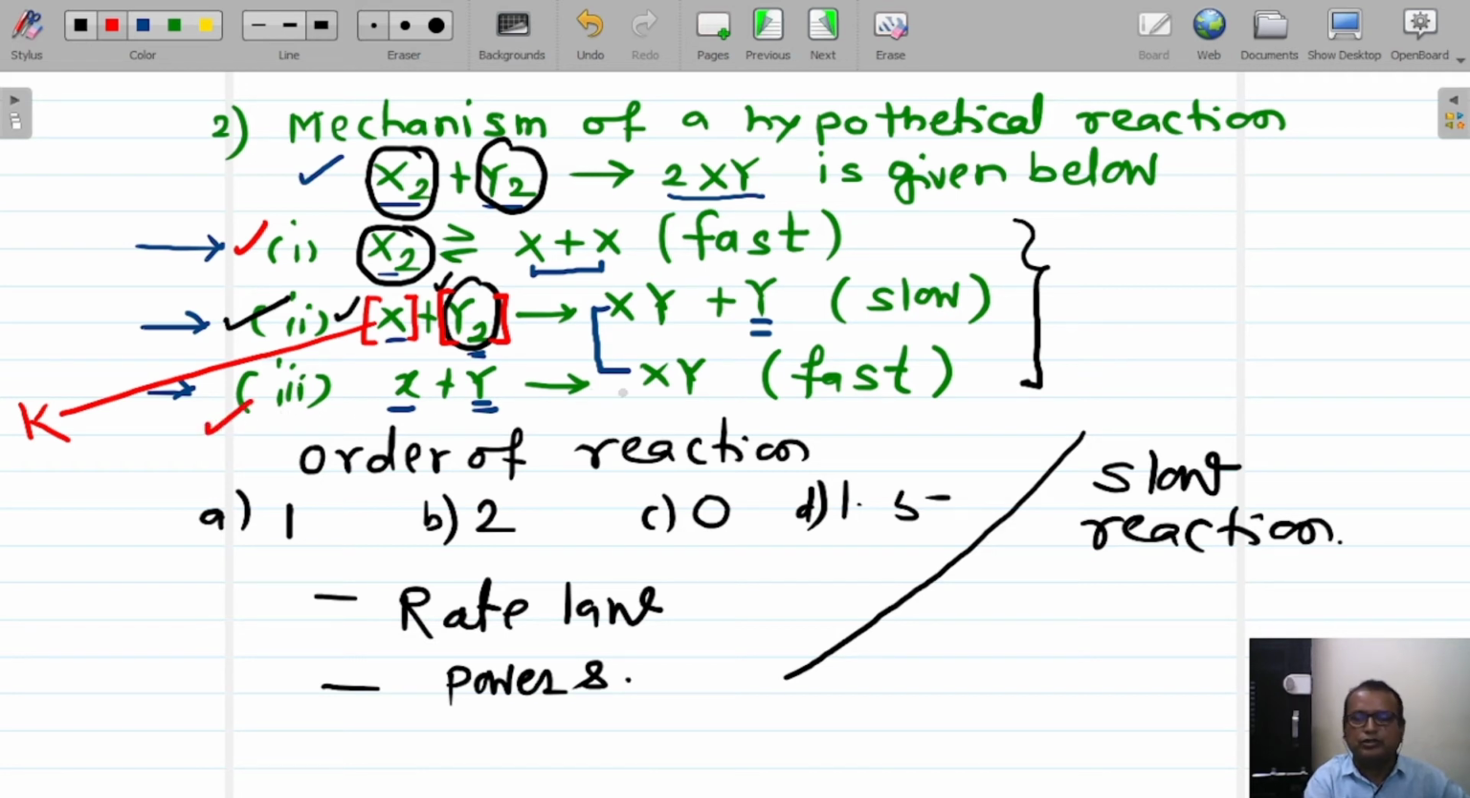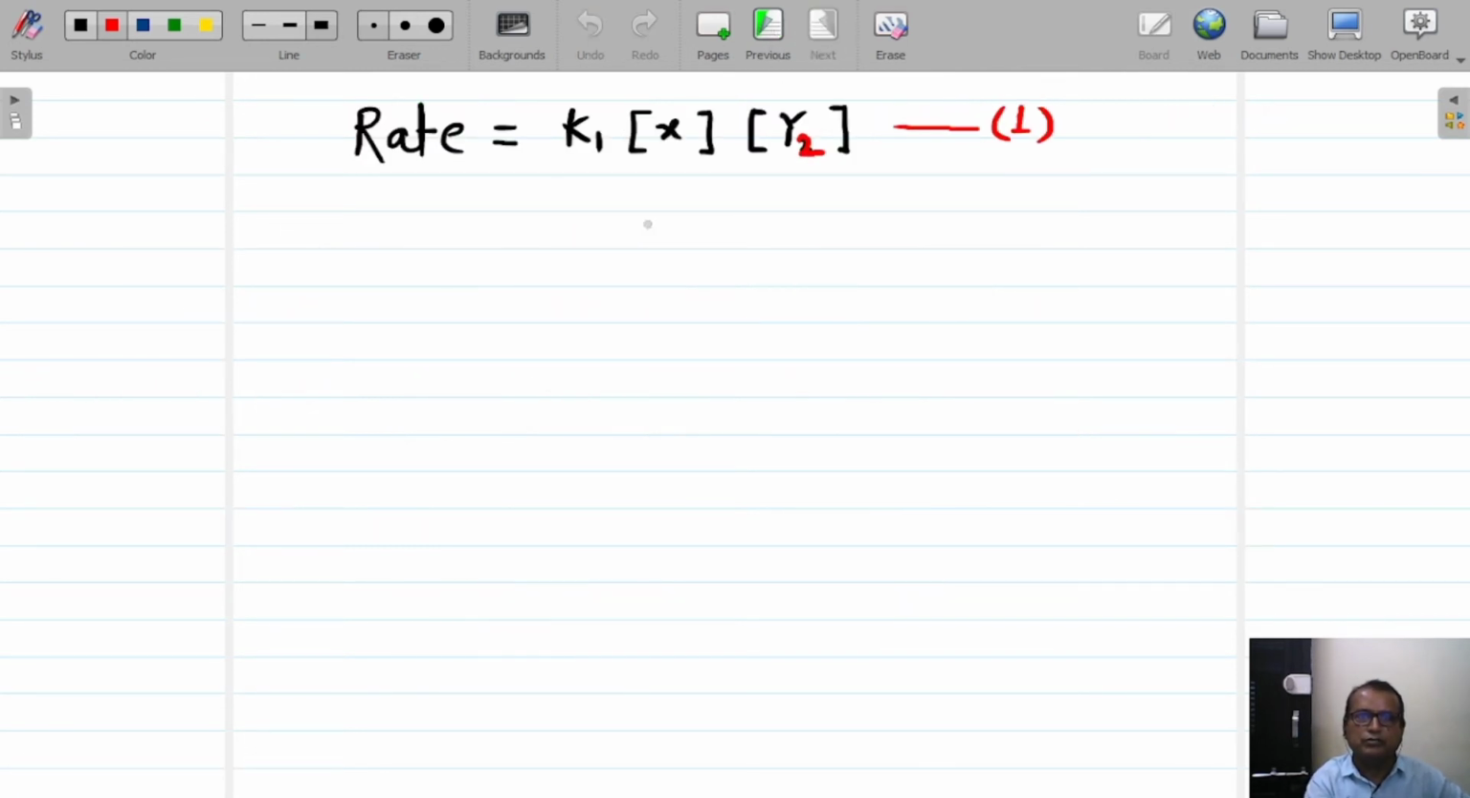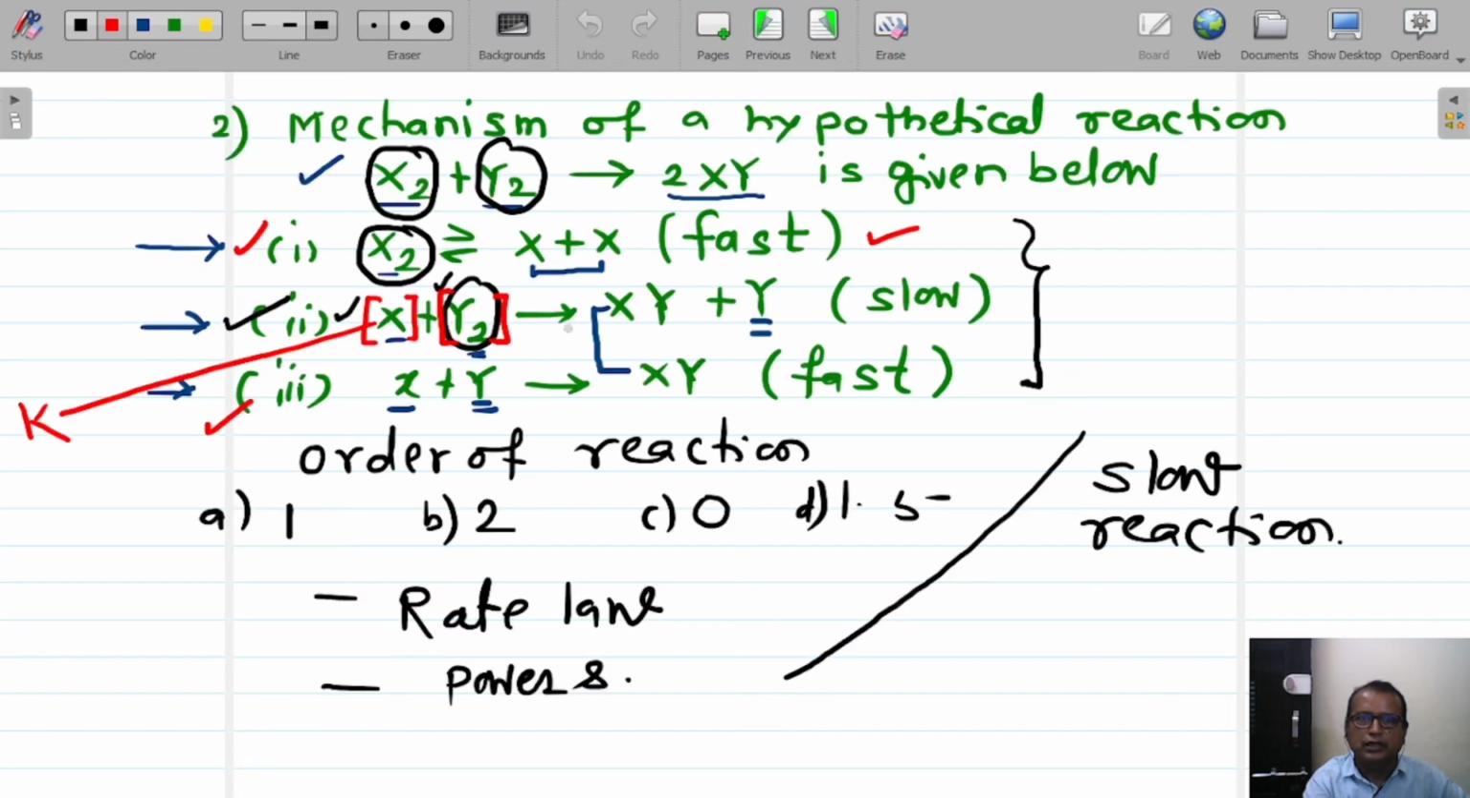Equilibrium constant of equation 3 is not to be determined because it is not in equilibrium state. Select this fast reaction and calculate the equilibrium constant by applying the law of mass action. The reaction is X2 in equilibrium with X plus X, meaning 2X. It is a fast reaction. Yes, X plus X is equal to 2X.